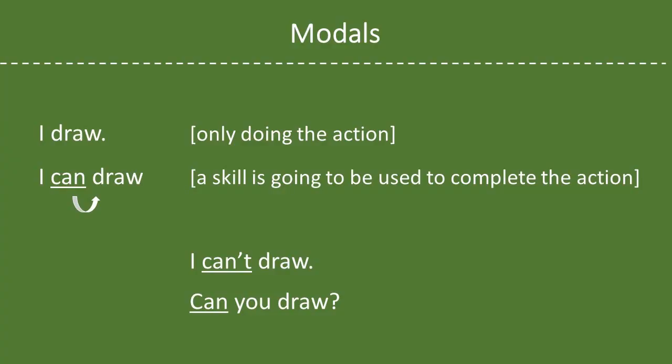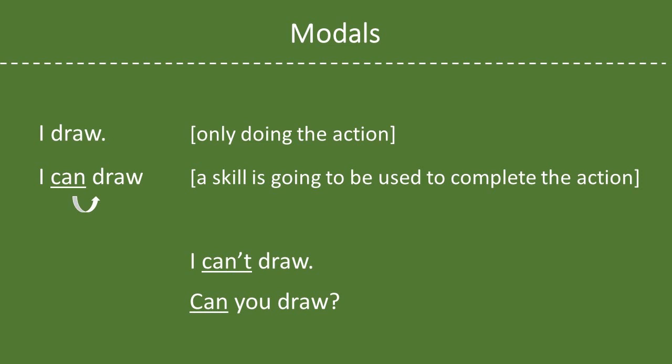The word can is also translated as achieve, power, ways of doing. When you say I draw, that doesn't mean you have the ability or skill to do a drawing. But when you say I can draw, the idea is that you are going to use a skill that you have, that you acquired from drawing classes.